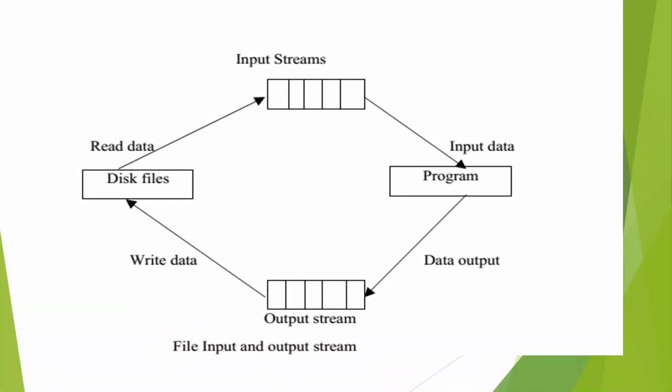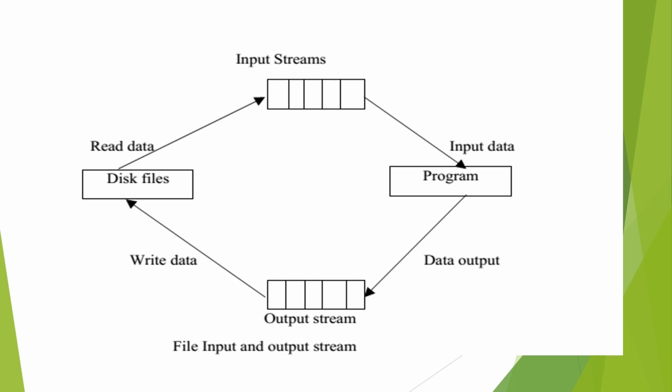This is an input stream. Input stream, output stream. We are going to see about the file input and output streams. First, what is a stream? A stream is a flow of data from one end to the other end. That is what streams mean. There are two types of streams: one is input and the other is output.